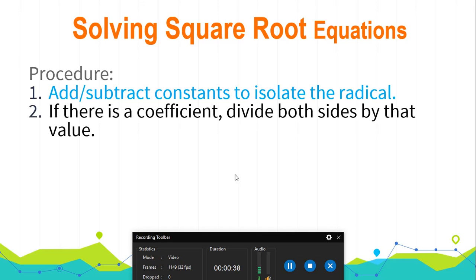If there's a coefficient sitting in front of your square root radical, we want to get rid of that. So if we're multiplying by a whole number, we want to divide both sides. If it's fractional, we want to multiply by the multiplicative inverse. But ultimately, we want that coefficient to go away.